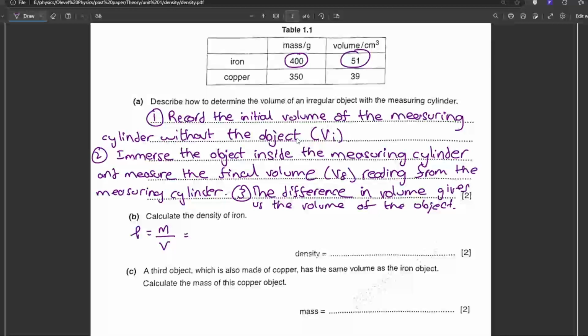This is literally a grade 1 question. 400 divided by volume. 400 divided by 51. This gives you an answer of 7.84 grams per centimeter cube.